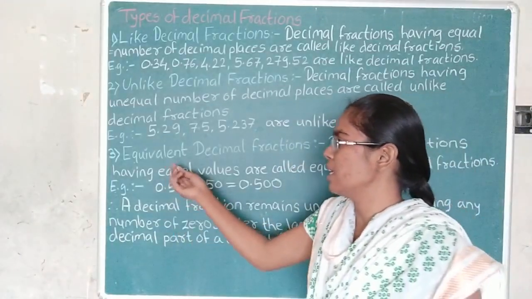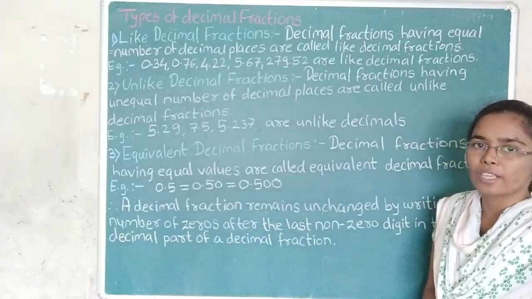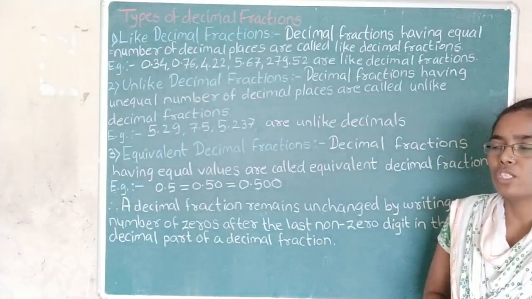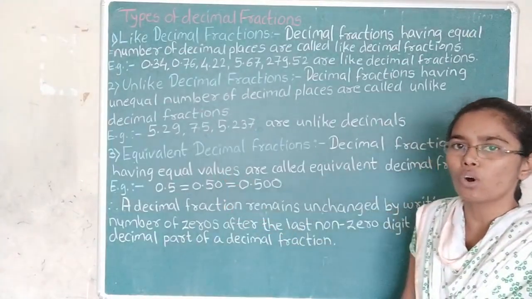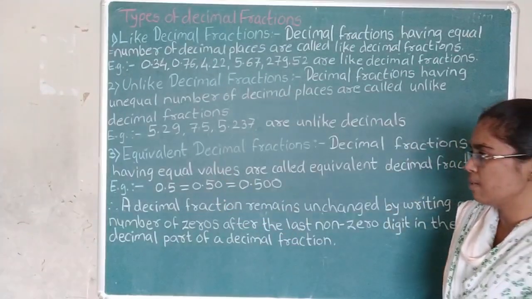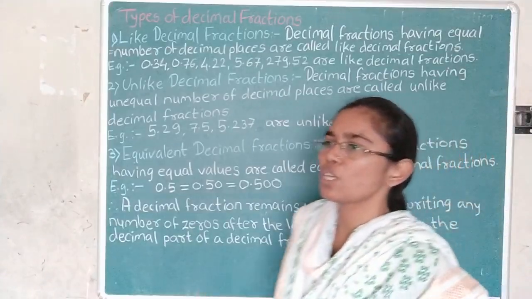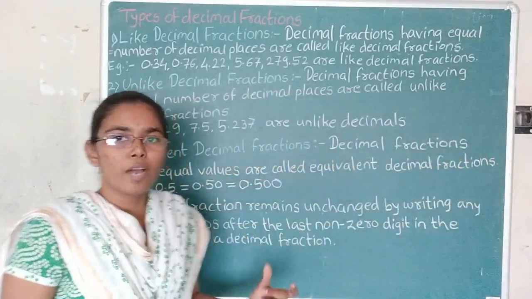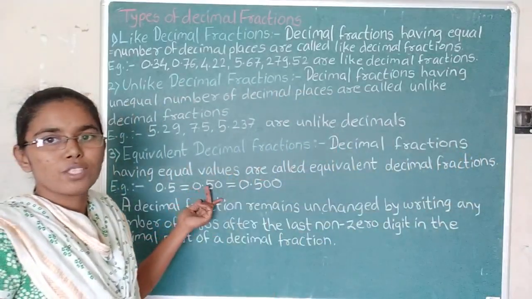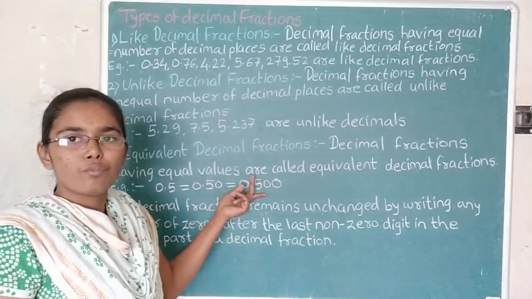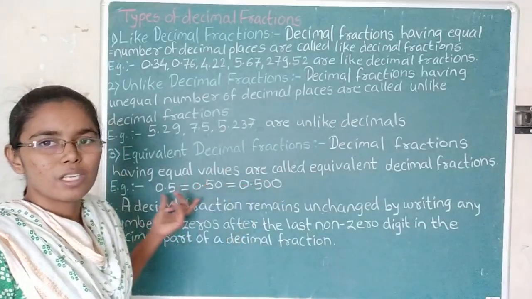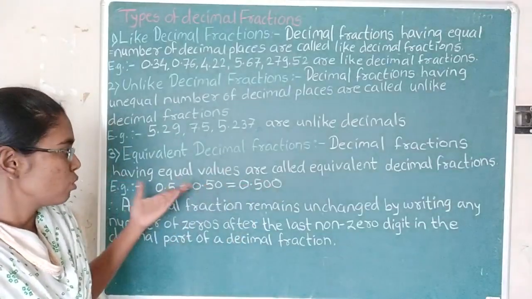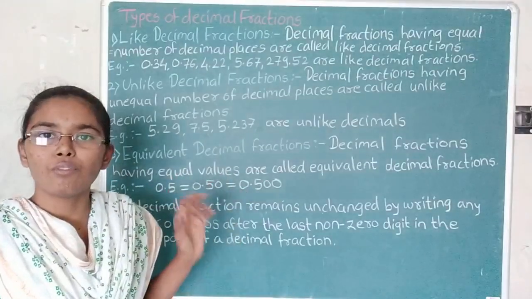After that we will learn equivalent decimal fractions. So decimal fractions having equal values are called equivalent decimal fractions. For example 0.5. Now 0.5 can be written as 0.50 as well as 0.500. So the value of these three is the same, that is 0.5. So these are the equivalent decimal fractions.